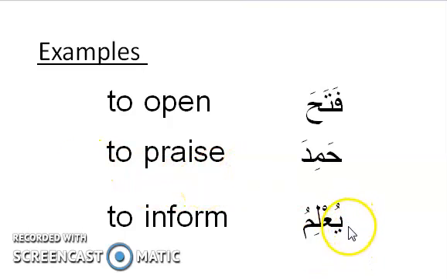Try to read it with me. The first letter is ya, but it has dhamma. When we see dhamma, we have to pronounce it as u. So yu. And the ayn with sukun. Remember, when we see sukun, we stop. So yu. This is ayn.